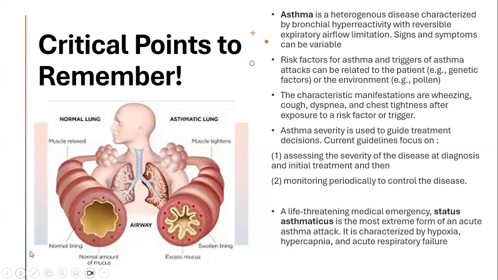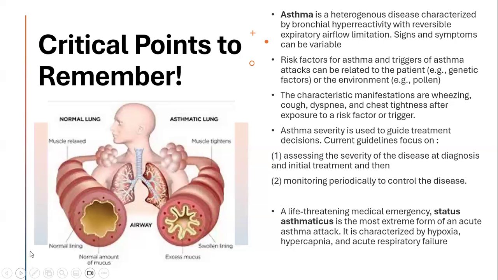There are some guides to treatment based on asthma severity that you can use. The current guidelines focus on, first, assessing the severity of the disease at diagnosis and initial treatment, and second, monitoring periodically to control the disease.